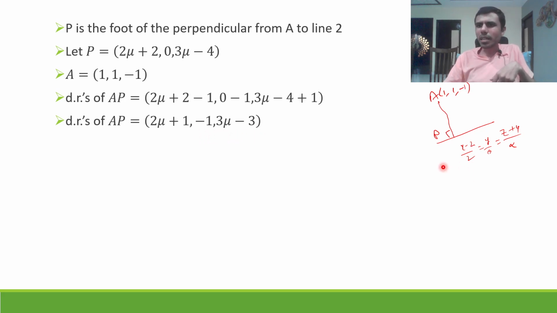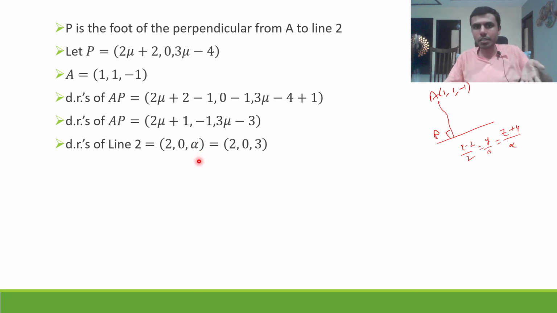Hope it makes sense. What are the DRs of this line? The DRs of the line are 2, 0, alpha. Alpha is 3, right? In the previous slide I got its value. Oh my gosh, sir, do I need to literally do so much in my exam to get a question? See, if you get an easy question, it is lengthy. If the question is short, it is tough. Then how to get marks? Okay, fine.